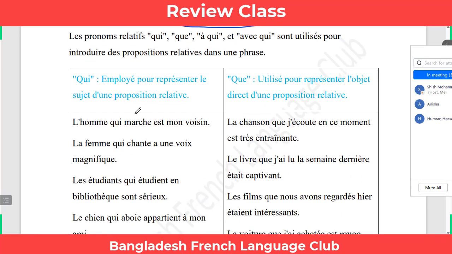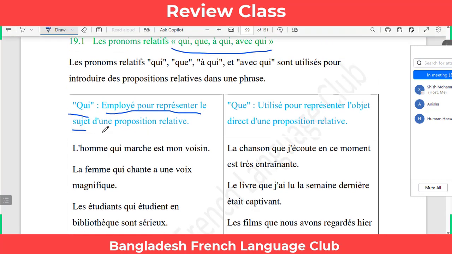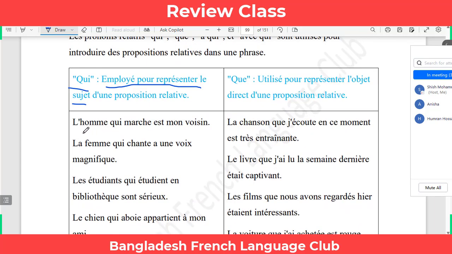So, here is the extension. Like the qui. Qui means who, right? Who. So, employé pour représenter le sujet. So, it is used for what? To represent the subject d'une proposition relative, right? Okay, let's see how we can use it. The same way that we do in English, okay? In French, this is the same thing.